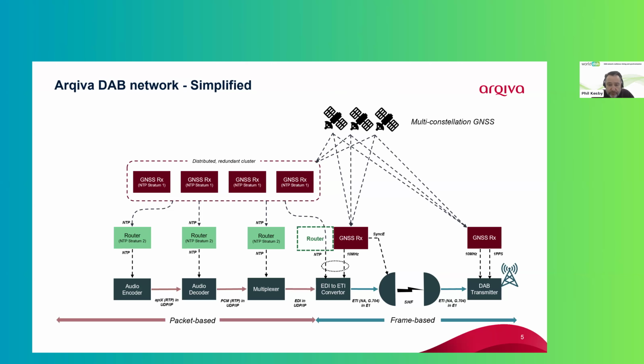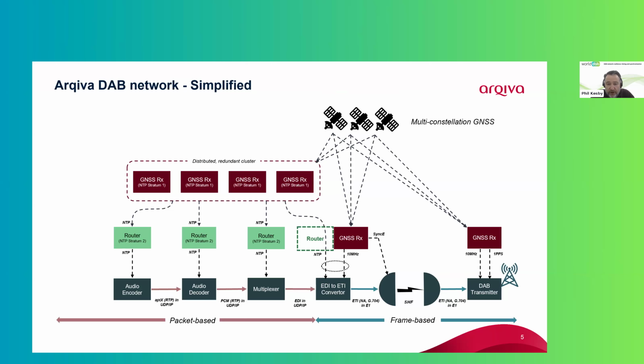On the output of the multiplexer, we send EDI over a wide area network using multicast. And at the edge of our WAN, we have a large number of EDI to ETI converters. And at this point, the precision of our reference becomes much more important, because here we need to very accurately and very carefully clock out the baseband E1 frames.